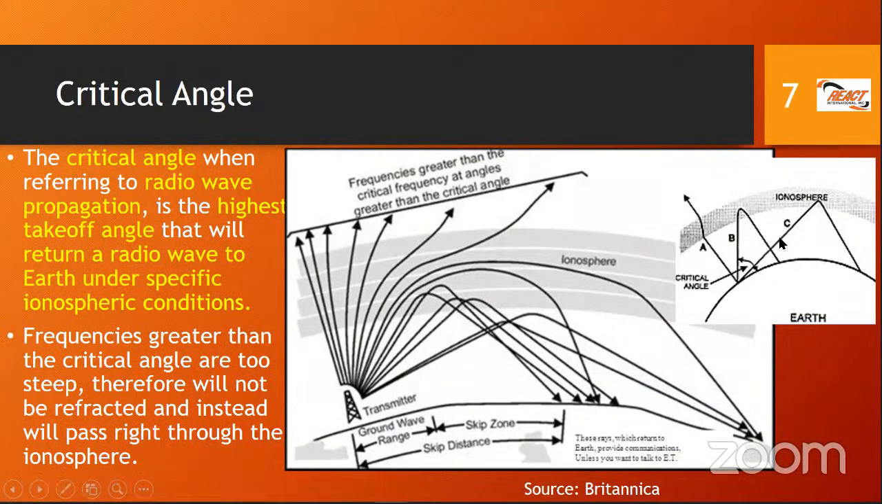On our right-hand side, we also try to show it here. Notice that the signal is leaving the Earth, going to the ionosphere and bouncing successfully. But notice angles higher than that don't bounce, they go straight through. So this angle here is the maximum angle that will support the signal bouncing, and that angle is called the critical angle. You need to know this for your exam. Just FYI, angles greater than the critical angle are too steep, and therefore will not be refracted and instead will pass straight through the ionosphere. All right, so this is our critical angle.